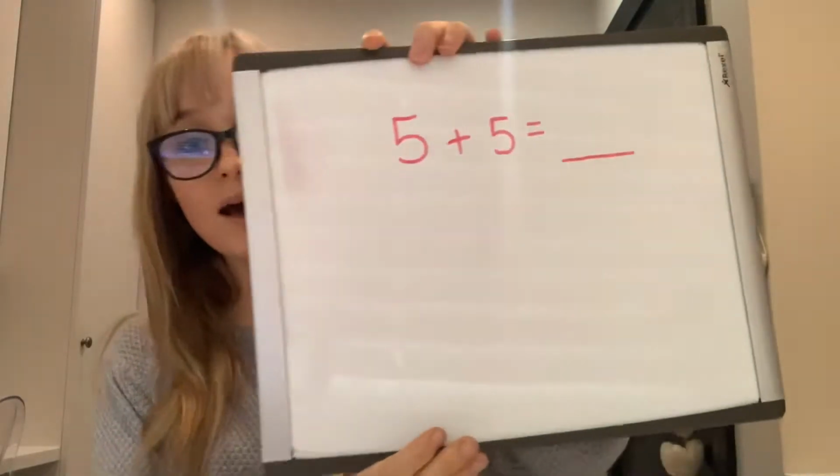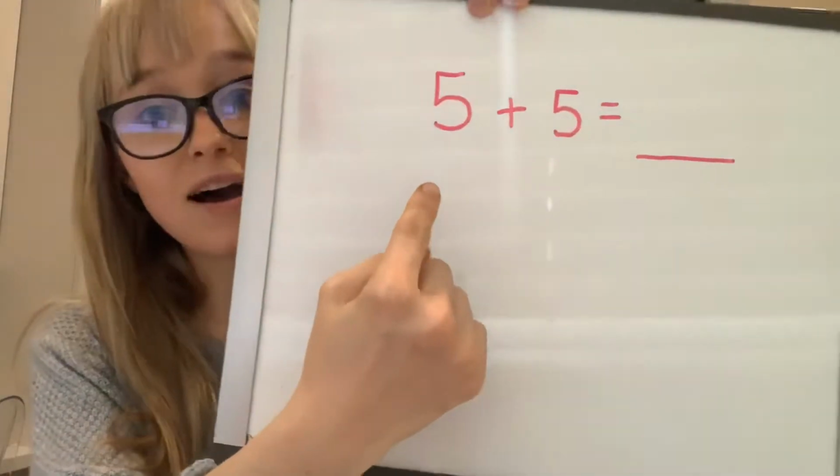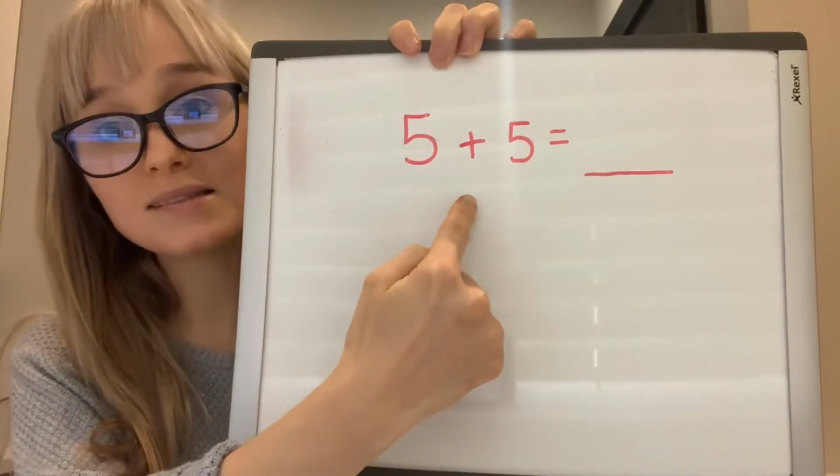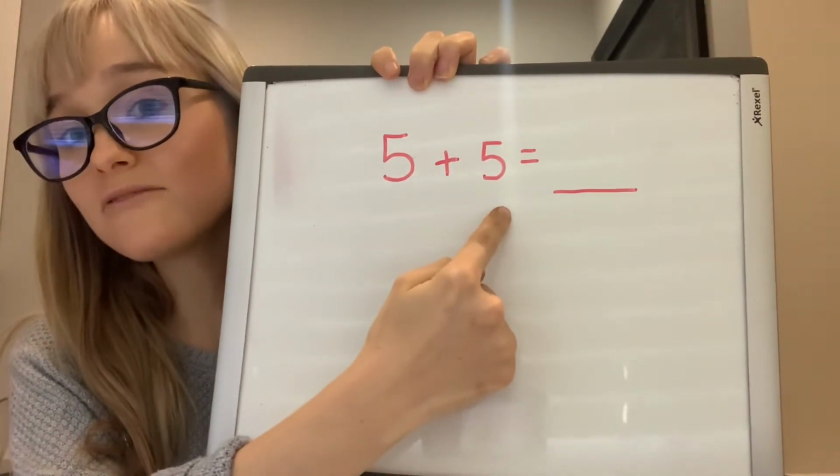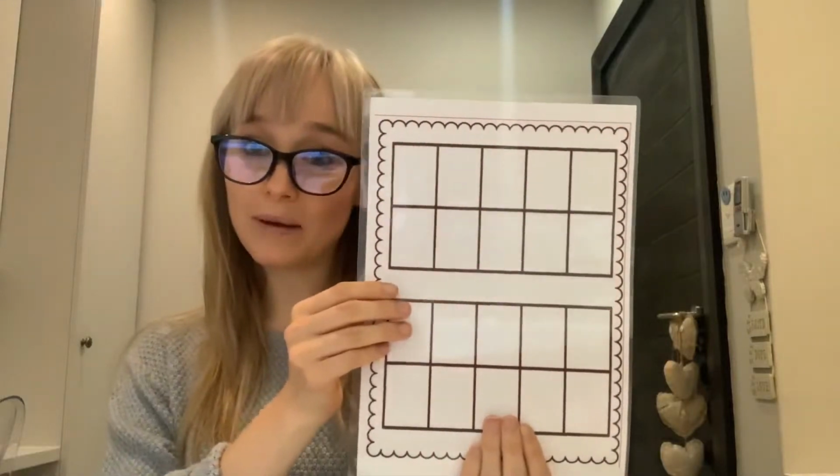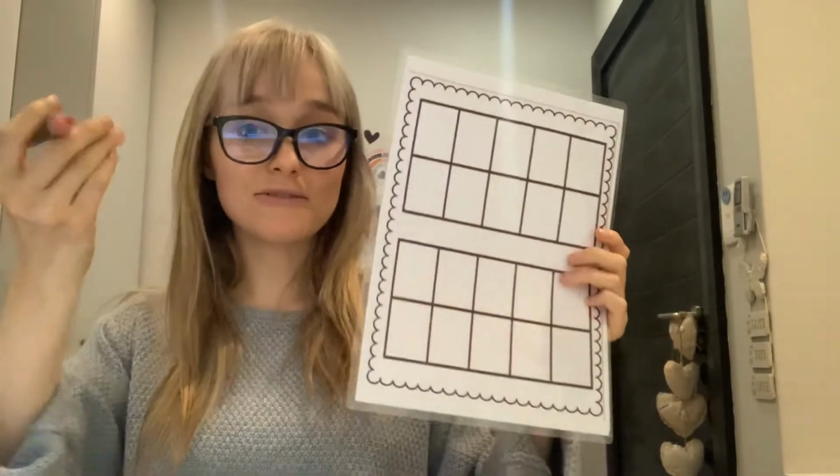This is how I write it. I write a 5, a plus symbol, and another 5 equals. And now I need to work out my answer. What is 5 plus 5? I can work out my answer by using a tens frame. I am going to show you how I work out 5 plus 5.